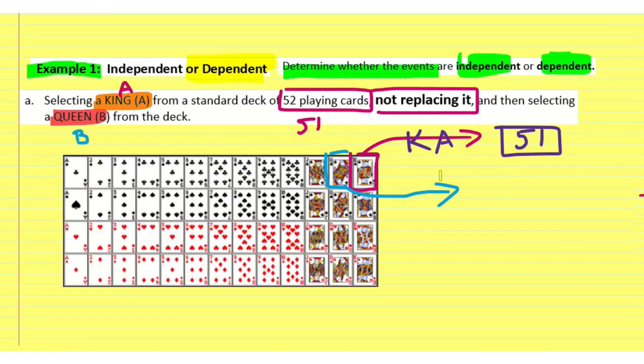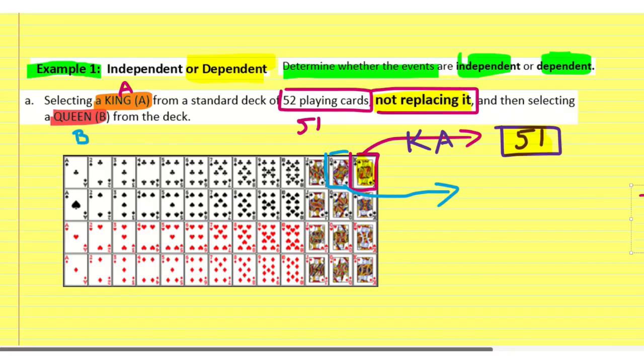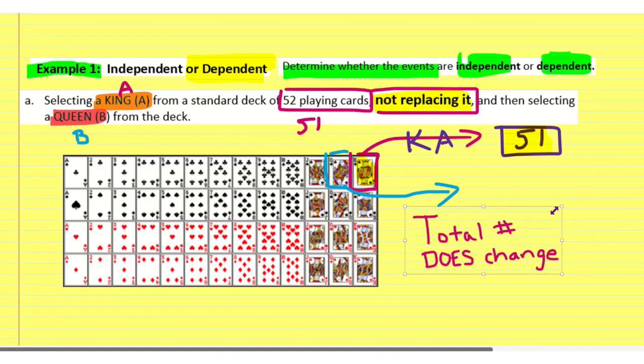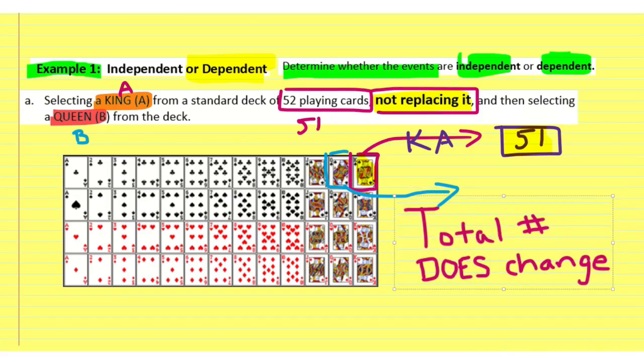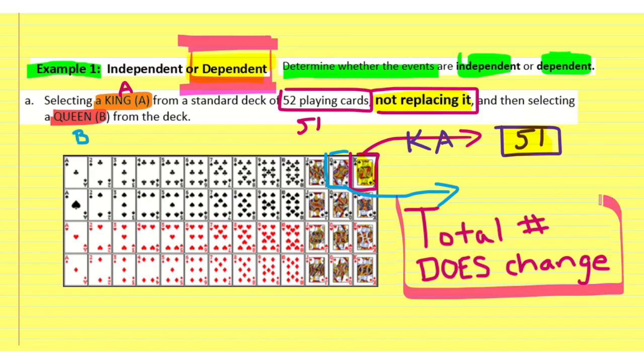It is going to be dependent because when I pulled this first card out, it changed the total number of cards that was left, because I did not put that king back into the deck. So when it's a dependent event, the total number changes. So our event is going to be a dependent event. Event B is going to be dependent upon the first event A because the total number of cards changed. The total number does change when it is a dependent situation.